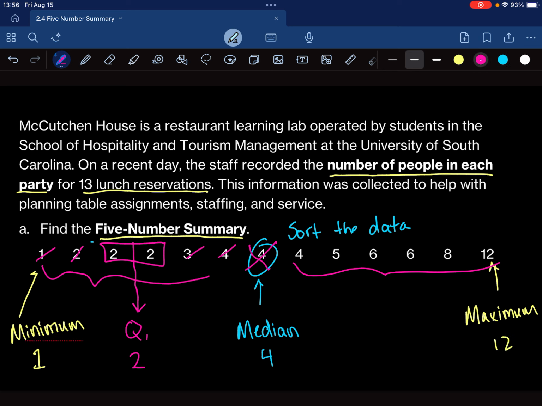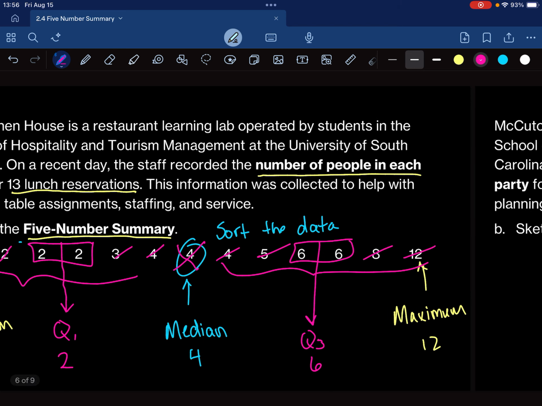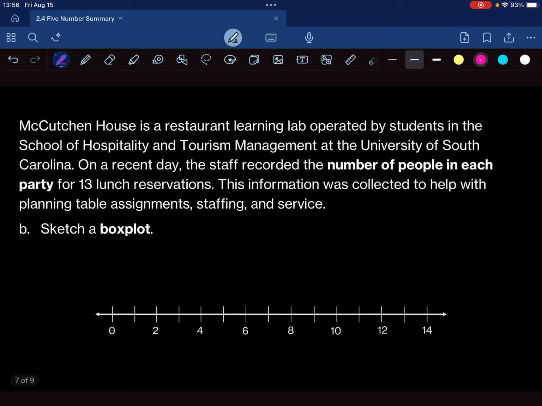I still need to find the third quartile, so we'll do the same thing. 4 and 12, 5 and 8. We're left over with 6s. So again, I'll look straight down the middle. That's going to give me a third quartile of a 6. So I've got 1, 2, 4, 6, and 12 is my 5-number summary. I can use that in the next part to sketch the box plot.